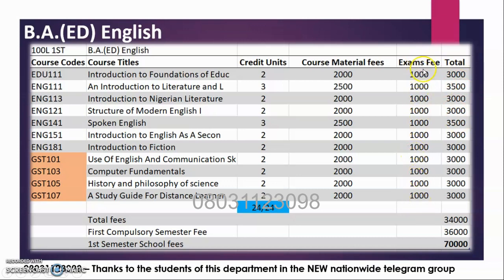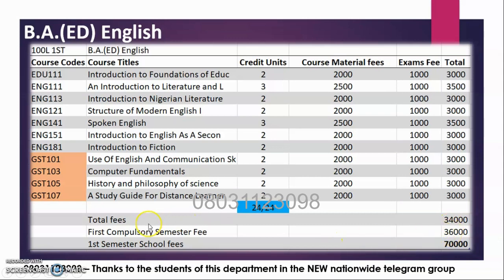It's a flat fee until you graduate. Exam fees are 1,000. For each course you'll be registering, you will also register them for the exams, and they sum up to these amounts here. Course registration is also for payment for the textbooks, also known as course materials.